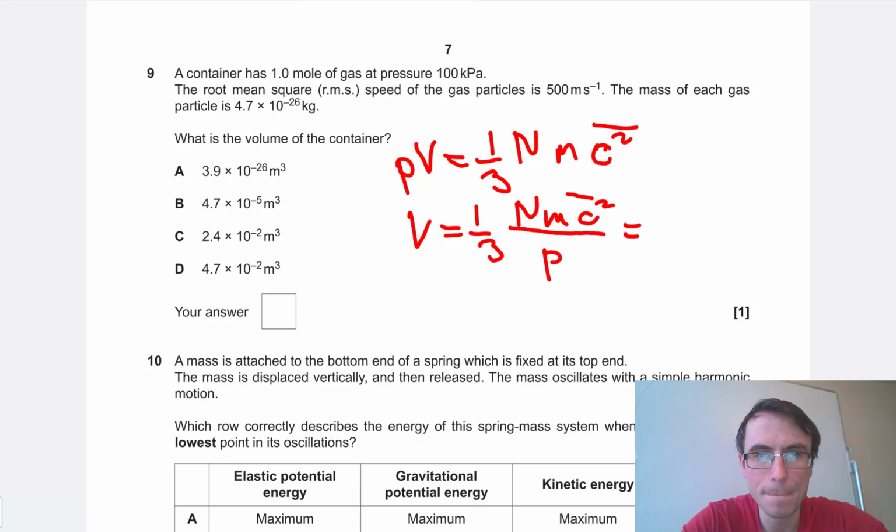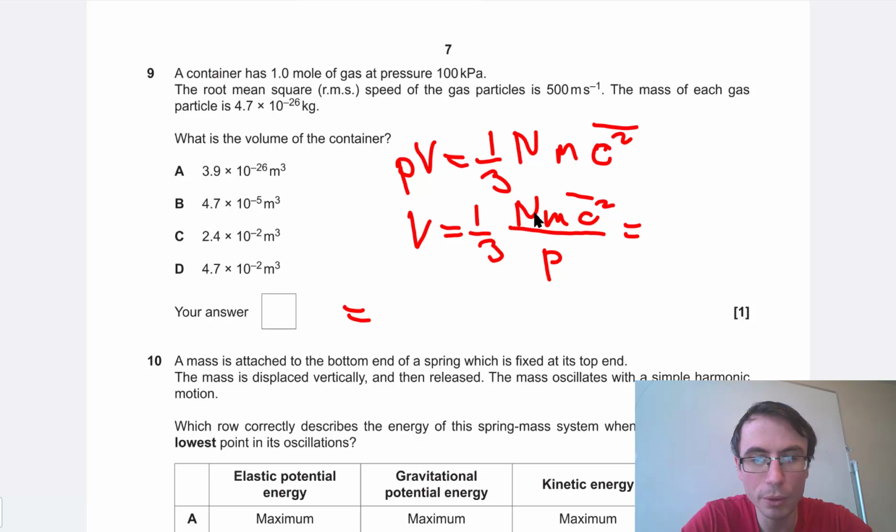Okay, I think I've got pretty much all of these. Now I'm just going to put those straight into the calculator. Your n, the number of particles for a mole, will just be equal to Avogadro's number, so around 6 times 10 to the power of 23. We're given the mass of each gas particle. Okay, we don't have to calculate that, so that's nice and easy. 4.7 times 10 to the power of minus 26.